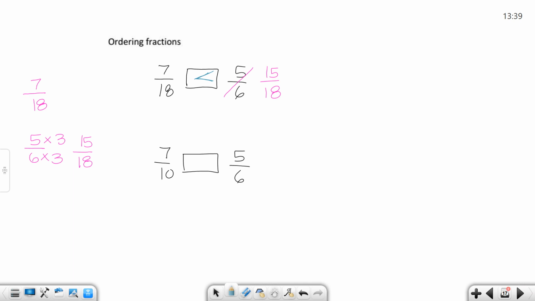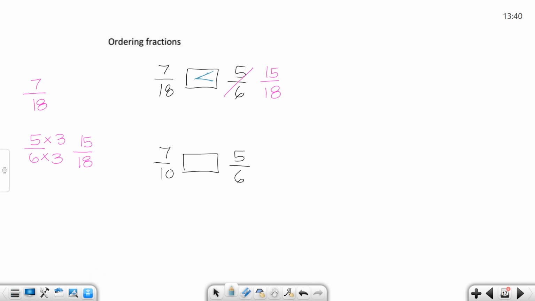Now, when you're analyzing fractions, if you have 7/18 and 5/6, it doesn't matter that 18's bigger or that 7's bigger. That doesn't mean that's the bigger fraction. You have to have an equivalent guide to compare it to. You can't compare 18 and 6. You have to get them to be equal. And once you get these two numbers equal, then you can compare them.